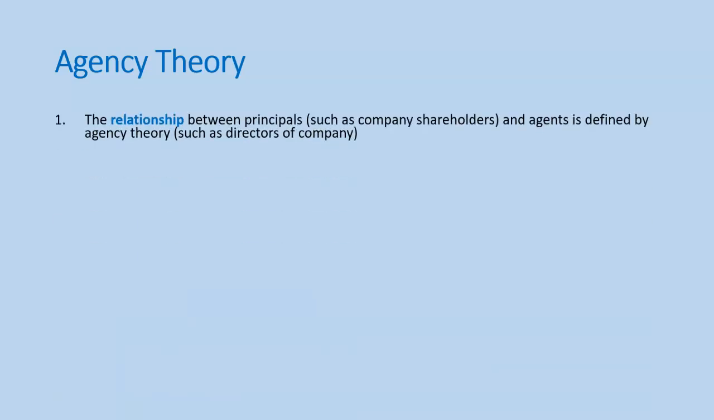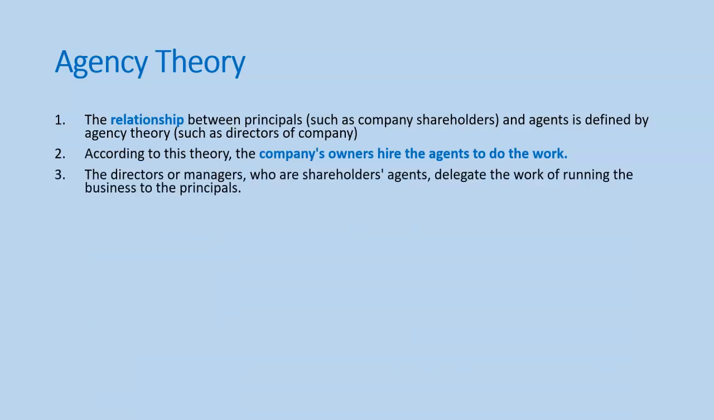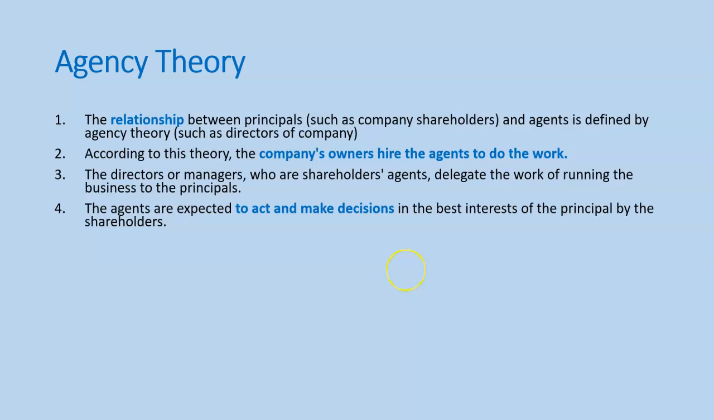The relationship between principals such as company shareholders and agents is defined by agency theory, as we have discussed in the model. According to this theory, the company's owners hire the agents to do the work. The directors or managers, who are the shareholders' agents, are delegated the work of running the business by the principals. So they will hire managers and executives. They will perform for the company. The agents are expected to act and make decisions. Agents will take decisions because they operate to run the organization. So they are decision makers actually, in the best interest of the principal, the shareholders.